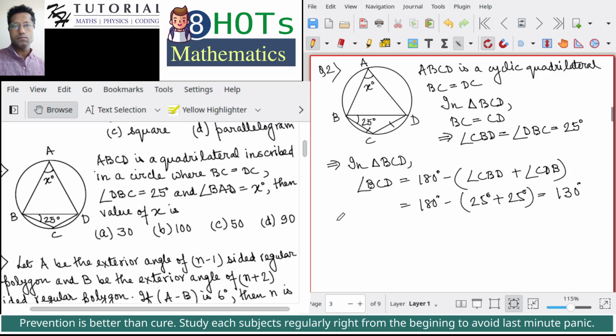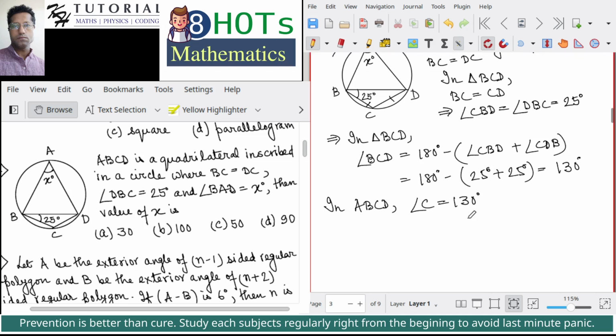Now, we can say that in ABCD we got angle C is equal to 130 degree. One concept you must know very well: if a quadrilateral is cyclic, that is, if all its vertices are lying on a circle, then the opposite angles will be supplementary.